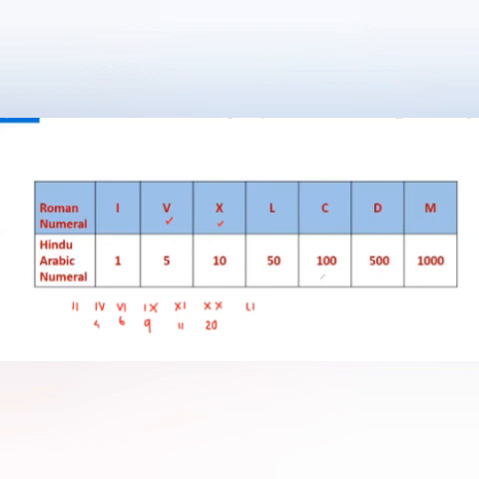Then 60. How to write 60? 60 means 50 plus 10 is 60. So the 50 symbol is L and 10 is added. What is the symbol of 10? X. So LX means 60. 50 plus 10 is 60.